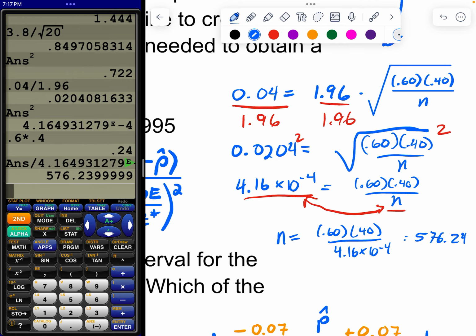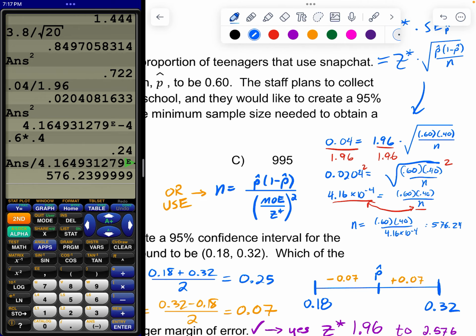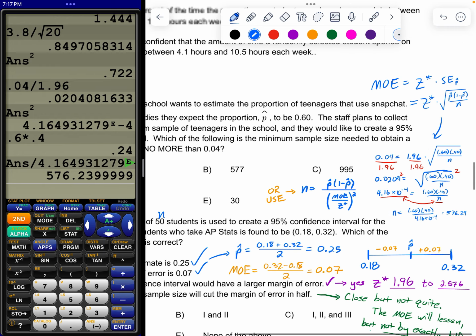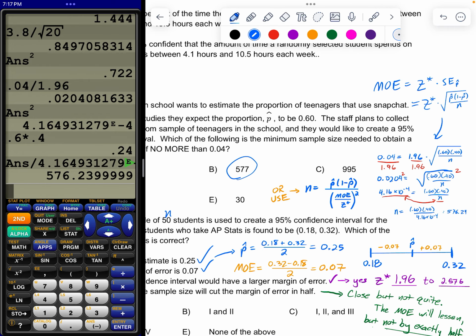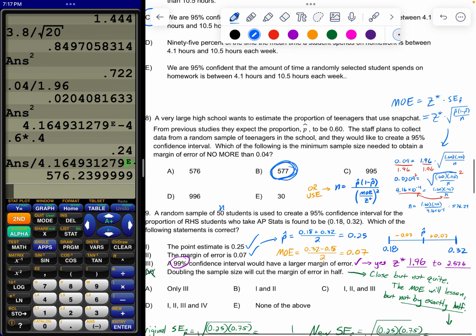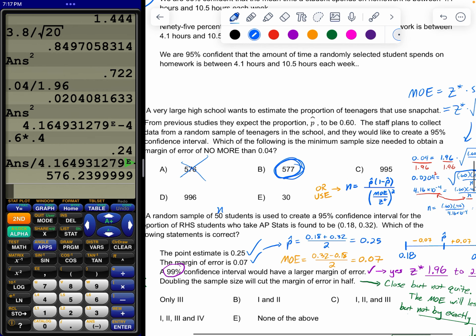576.24. Now you always round this up to the next integer higher, because this one is misleading. Okay, it's got to go up, because if you go down, you are actually ever so slightly decreasing your margin of error, and you don't want to do that because it says no more than 0.04. Wait, let me make sure I said that right. If you go down to 576, it would increase your standard deviation.